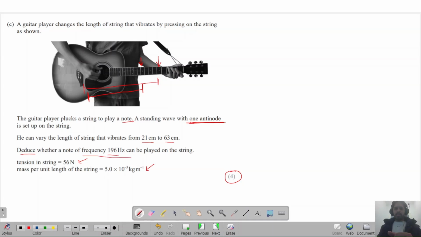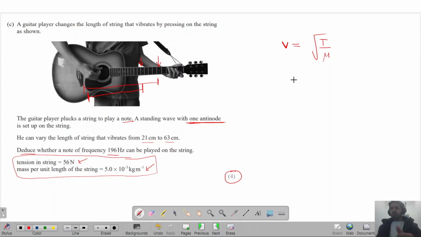Now these things are also key information. It gives you a hint that you need a specific equation. I showed you at the beginning of this video that the velocity of a wave on a string is equal to the square root of tension over mass per unit length. Because they have given you the tension and mass per unit length, you need to use this equation.